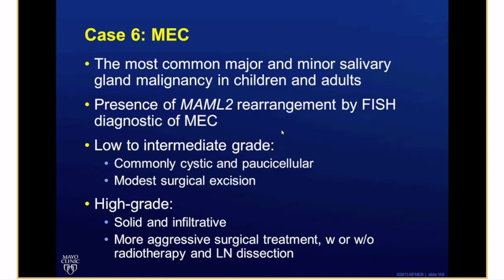Low to intermediate looking lesions on cytology tend to be cystic and paucicellular, and in these cases many times the surgeon is going to perform a more modest surgical excision, but if you're able to say the lesion is very high grade, a more aggressive surgical excision will be performed with or without lymph node dissection.